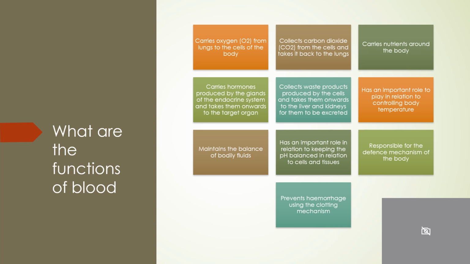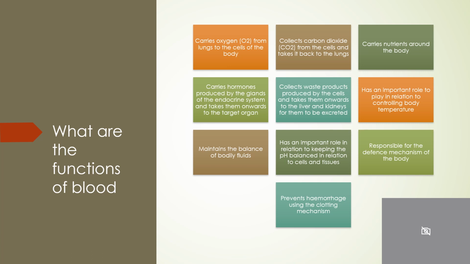It carries hormones produced by the glands to the endocrine system and takes them onwards to the target organ. It collects waste products produced by the cells and takes them onwards to the liver and kidneys for them to be excreted. It has an important role to play in relation to controlling body temperature.